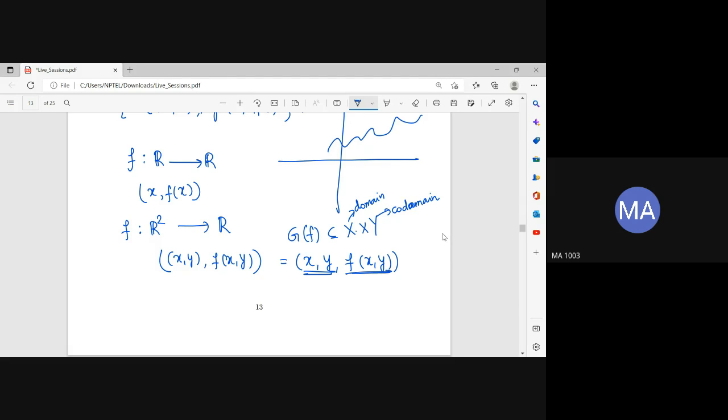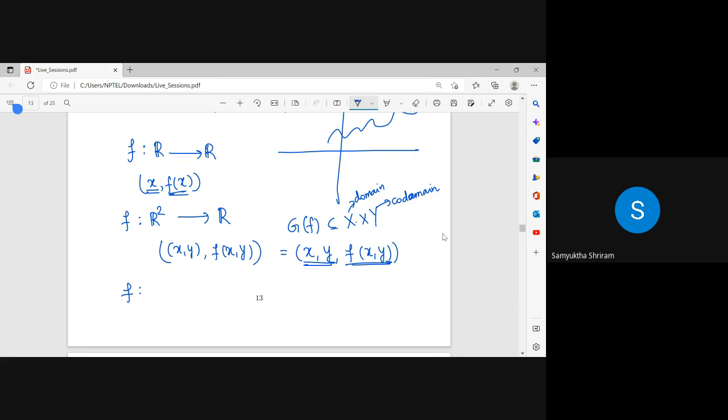Domain, codomain. Agreed? Ma'am, if it's going from R2 to R, why can't the RHS be x comma f of x? No, ma'am, you have two components, no? X component and Y component. Oh, that will also be R2.